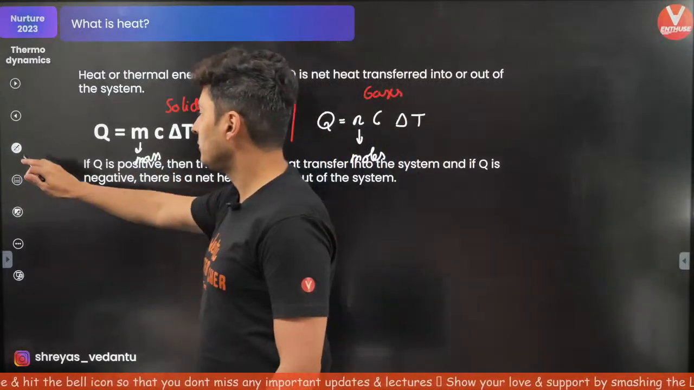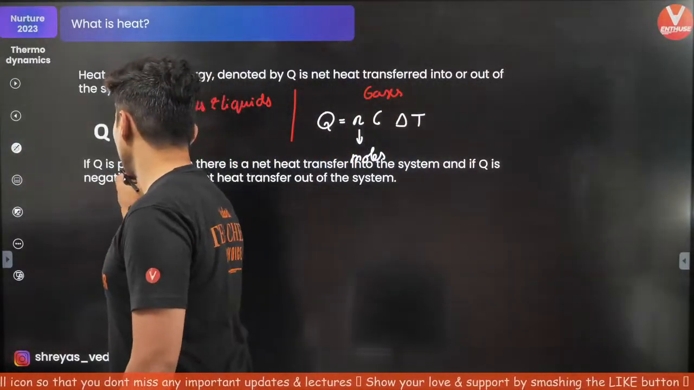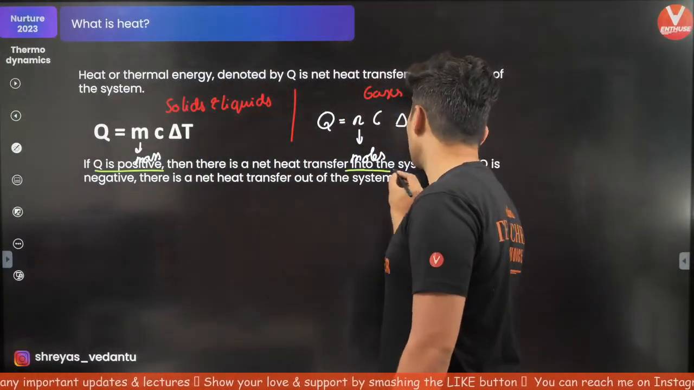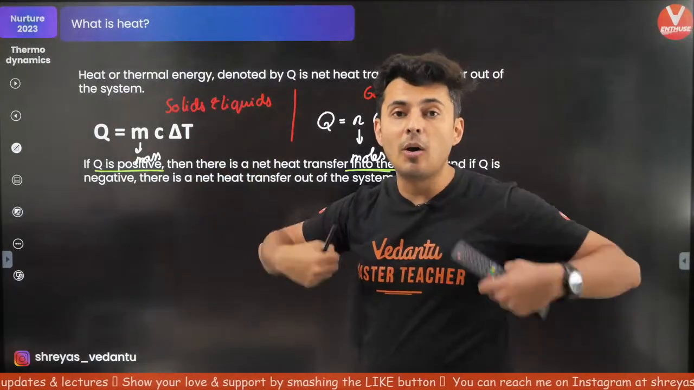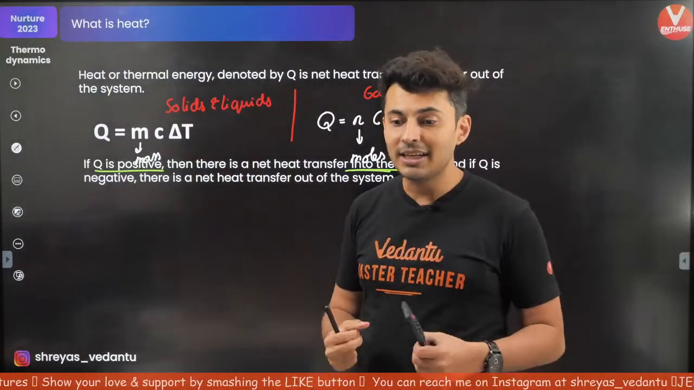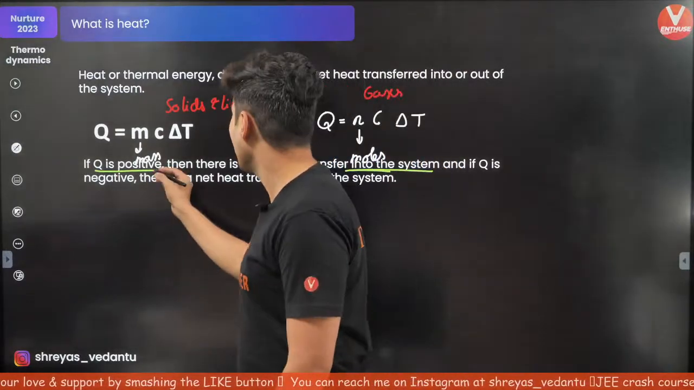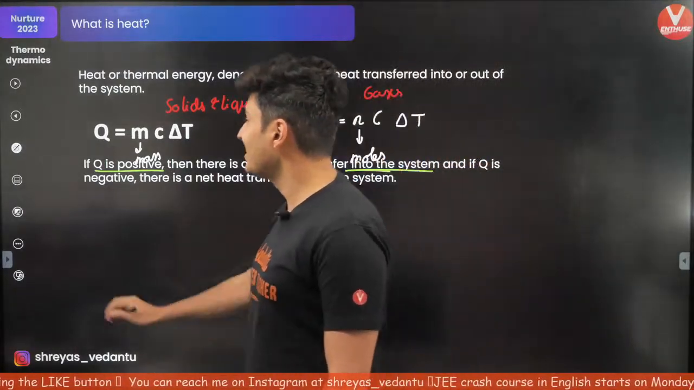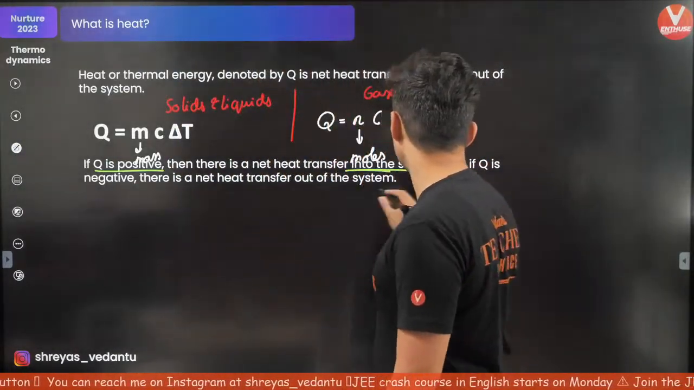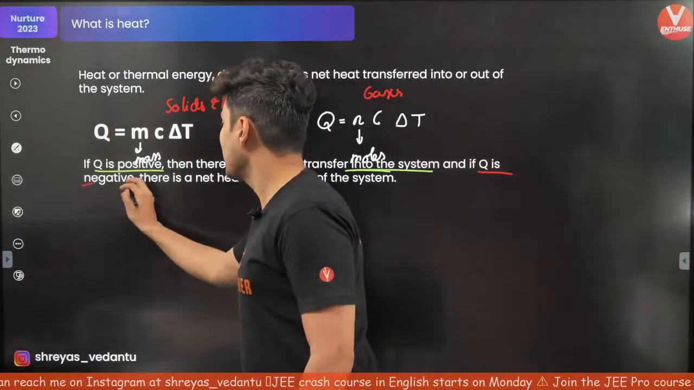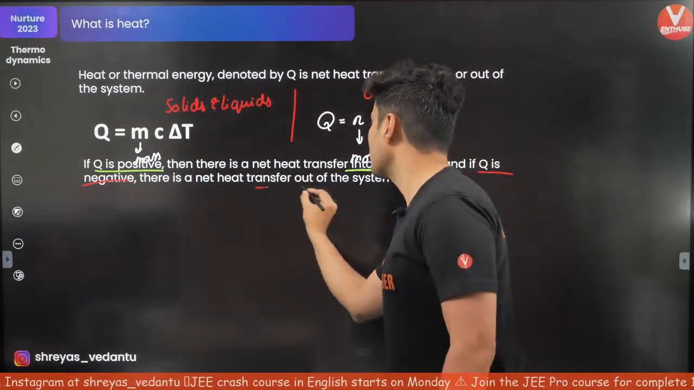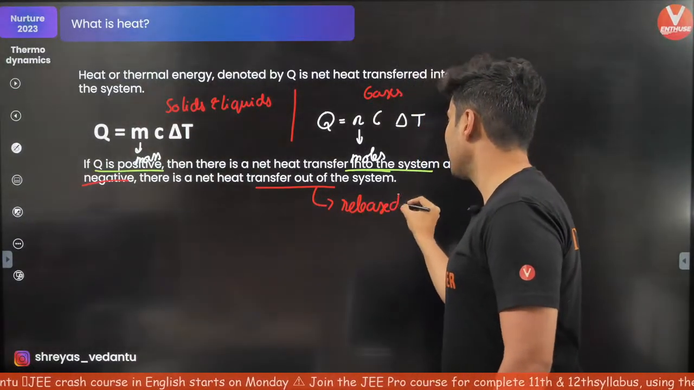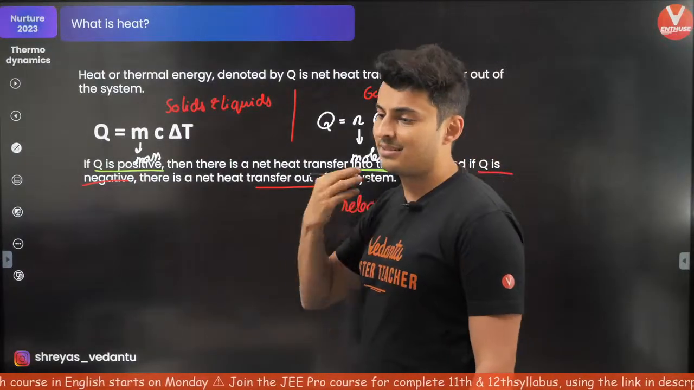If Q is positive, like you test positive for COVID, then the heat is transferred into the system. Very important. Absorbed into the system. The heat is being absorbed. So the moment the word absorbed is used, then I understand Q is positive. The moment the word used is released, then the heat is negative. If Q is negative, then the net heat is transferred out of the system. That means it is released. Okay, it is released. Very, very straightforward. That's the sign convention of it.